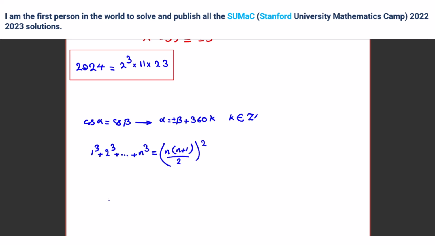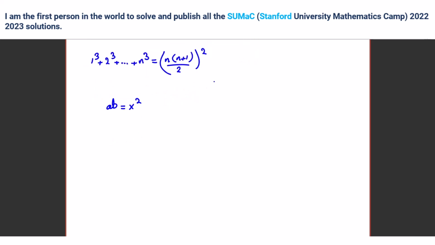Exactly. And if AB is a perfect square, what can we conclude? We can conclude there's A prime and B prime which are perfect squares. No, what can we conclude about A and B?